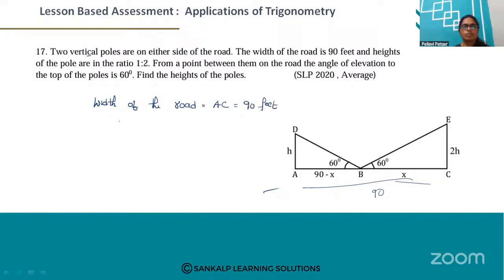Here, the height of the short pole AD is H. Similarly, the height of the long pole CE is 2H. The angle of elevation theta is 60 degrees. Let BC be X, and AB is equal to 90 minus X. Now let us consider triangle ABD.